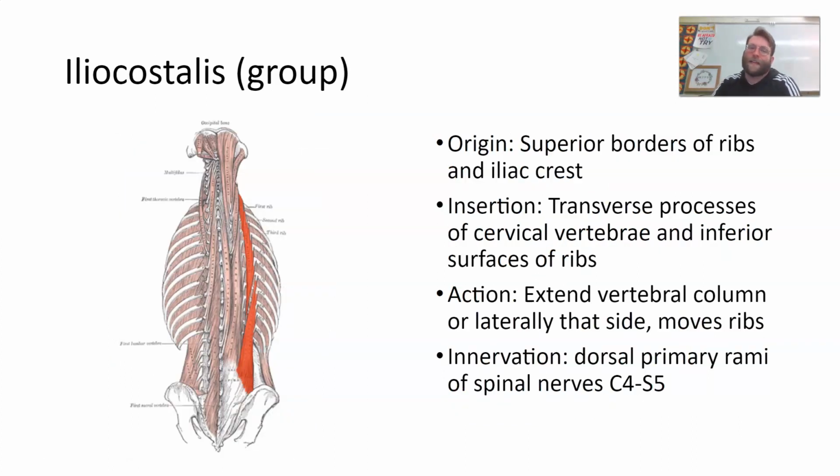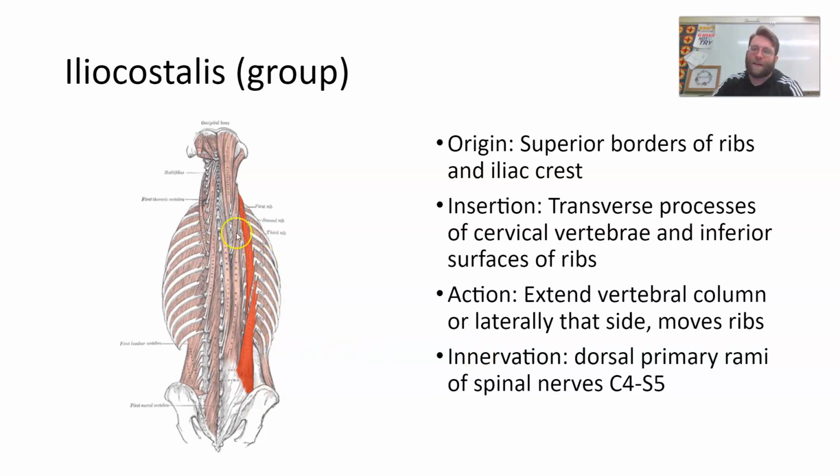The last muscles that we'll look at in this group are the iliocostalis muscles, or the iliocostals. The iliocostalis is a series of different muscles that originate on the borders of the ribs and the iliac crest, and they run kind of more laterally, and they run the entire length, again, of the back from your ribs all the way down to that iliac crest.